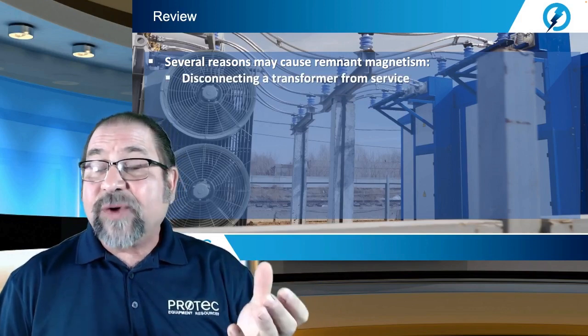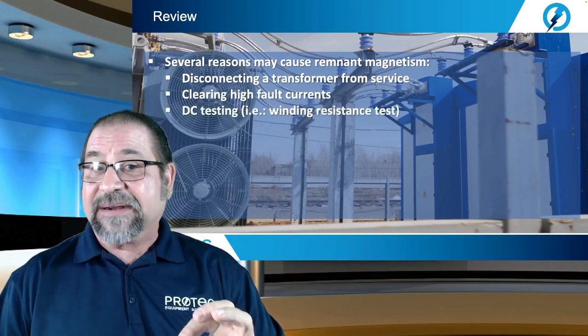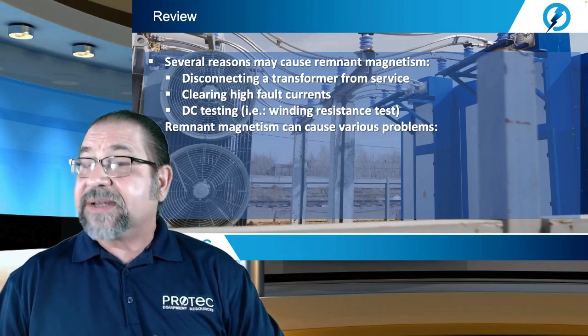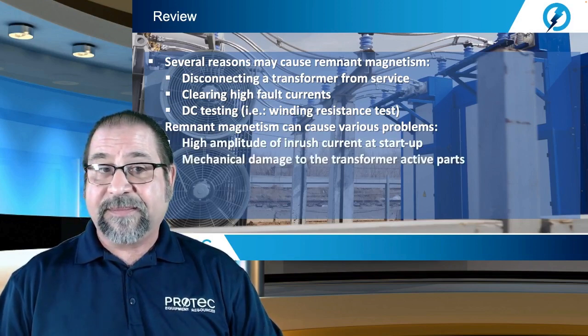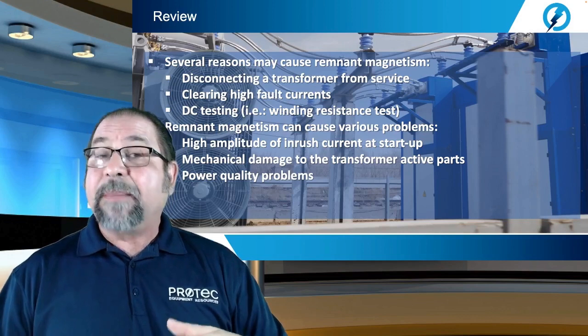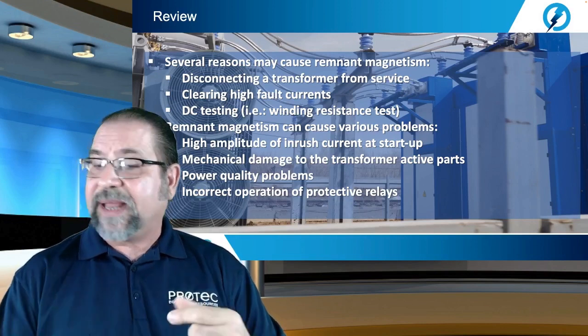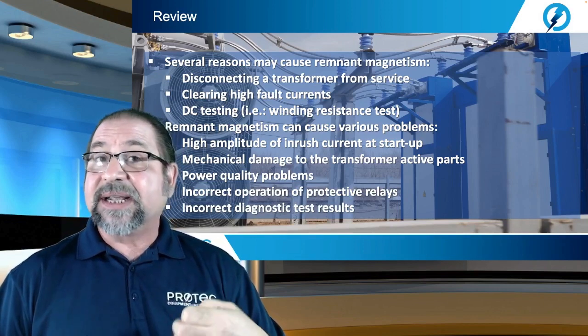So, let's review. Several reasons may cause remnant magnetism. Disconnecting a transformer from service. Clearing high fault currents. DC testing, such as the winding resistance test. Remnant magnetism can cause various problems. A high amplitude of inrush current at startup. Mechanical damage to the transformer's active parts. It can cause power quality problems, and also causing the incorrect operation of protective relays. Also, it can cause incorrect diagnostic test results.